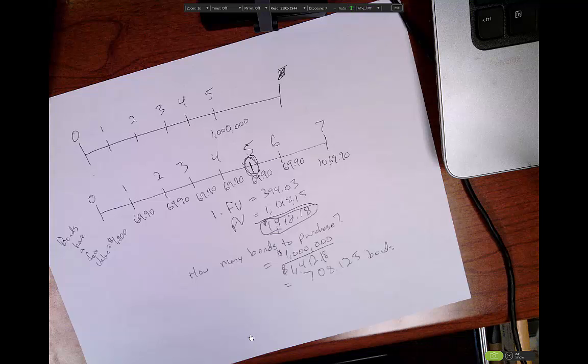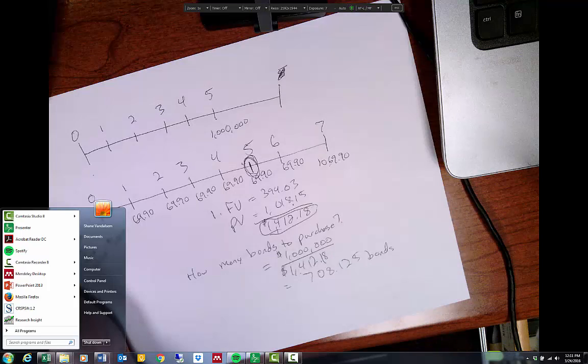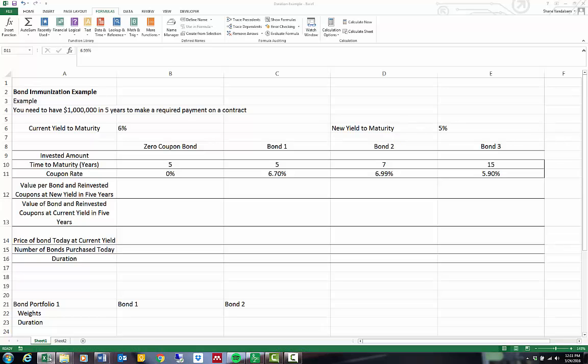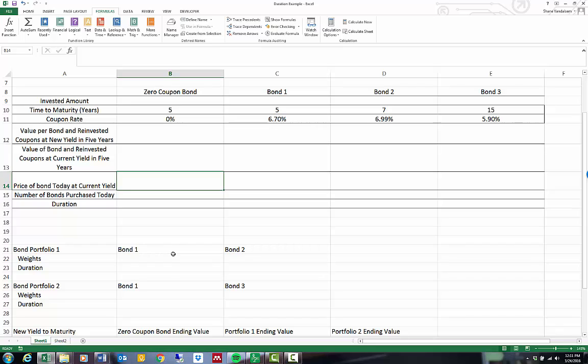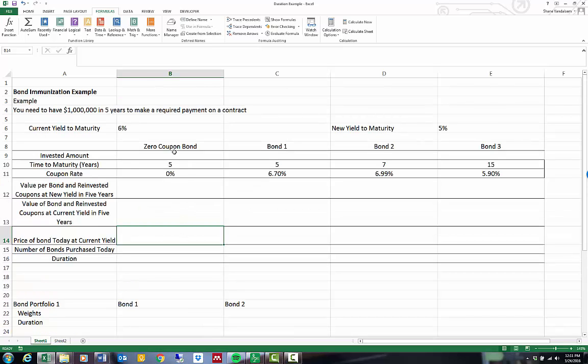So now let's go back to the spreadsheet. In the spreadsheet, we're going to calculate all those things in Excel, and then we're going to calculate it as if the yield to maturity changes and figure it out for each: our 0 coupon bond, bond 1, bond 2, bond 3. Then I'm going to demonstrate how you can combine bonds to create portfolios that give us an even better outcome.